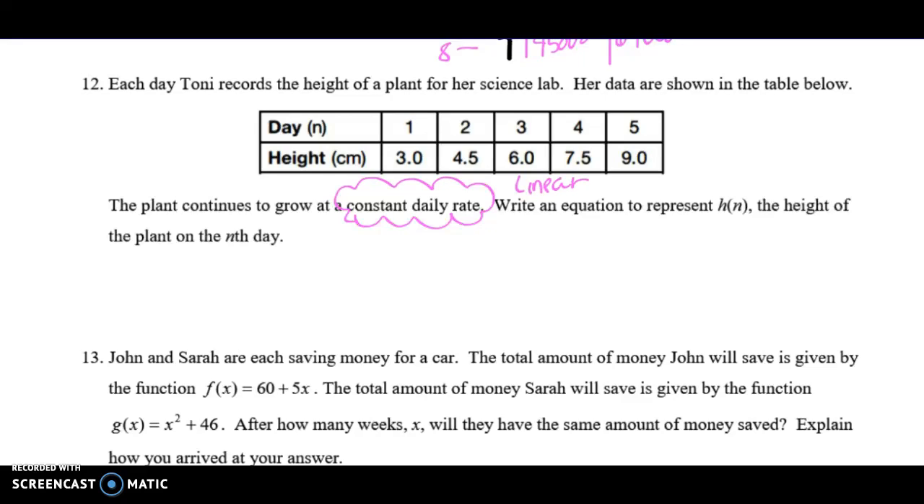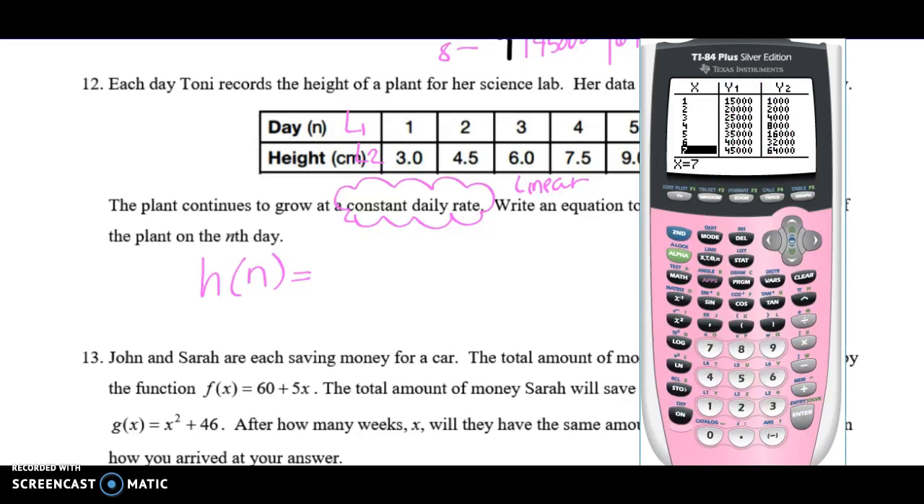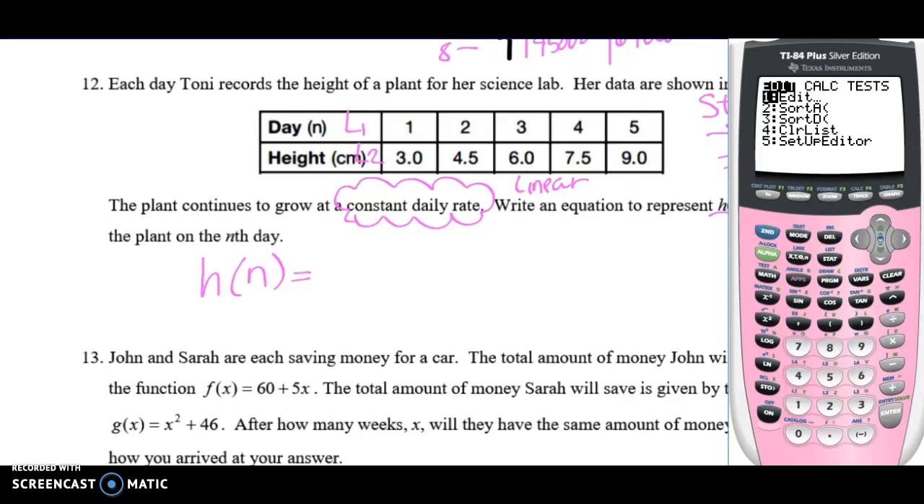and that is linear. So I'm putting the h of n equals, because that's what they've asked me to write the equation to be, and now I'm going to use my calculator. L1, L2. Where do we get our linear function? Stat. Calc number 4 says linear regression. Alright, so going into my stat key. Going to edit. Clear L1 and L2.